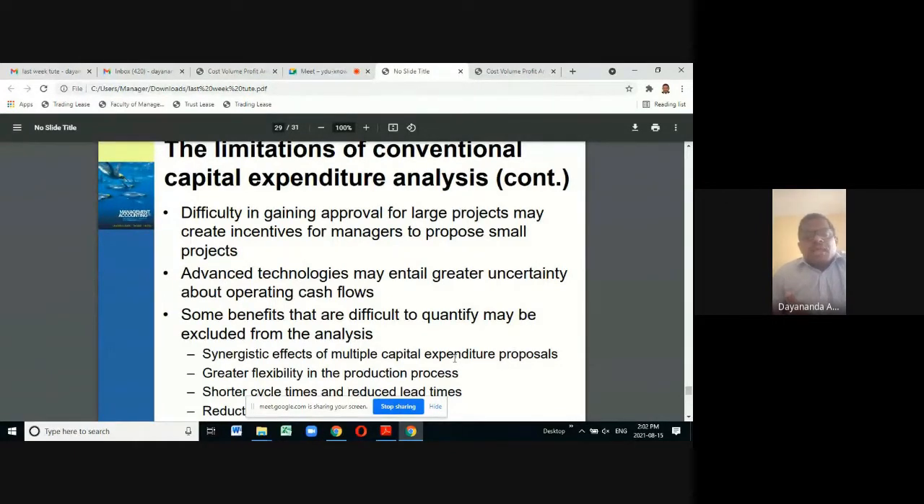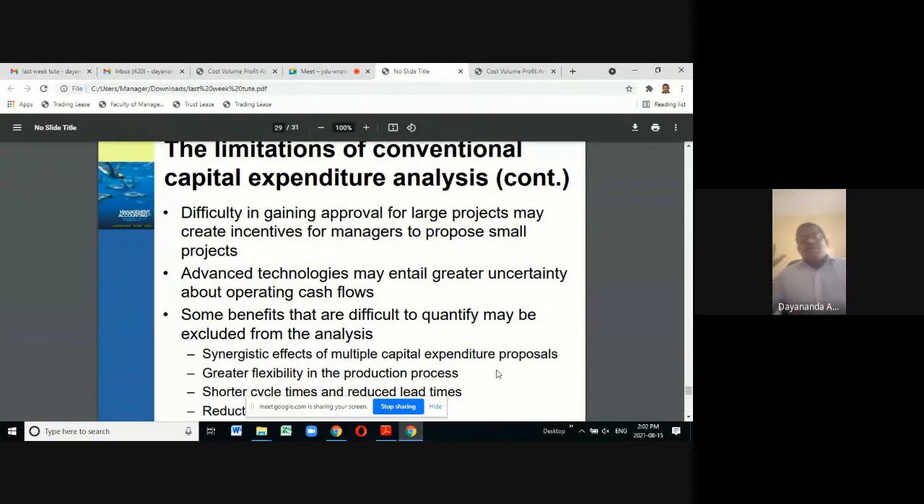Synergy means, really, the idea is when you add 1 plus 1, obviously the answer is 2. The synergy means 1 plus 1 is more than 2. Meaning that when we work alone, the results and when we work as a team, the results are two different. Teamwork results are more powerful, more productive than individual work. So the synergistic effect of multiple capital expenditure proposals is not considered.